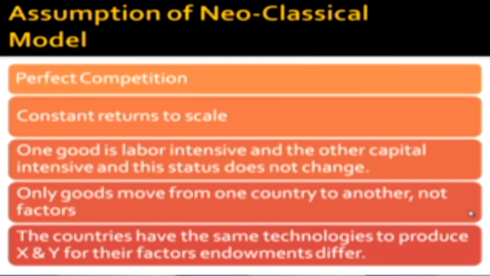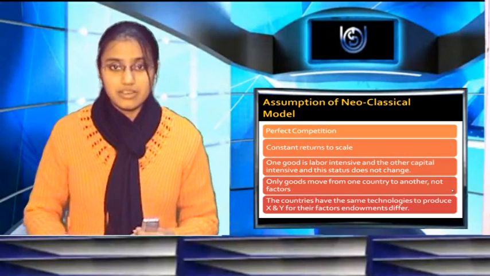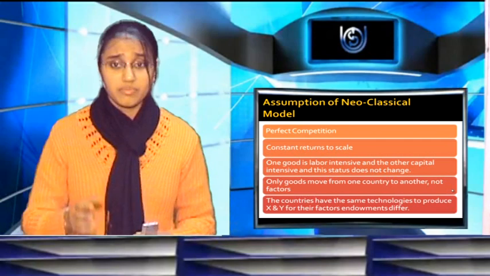Now, what are the various assumptions taken in the neoclassical model? The very first assumption is perfect competition. Yes, there is perfect competition in the neoclassical model. Second is constant returns to scale. That simply states that if the inputs are increased, the output will increase in the same proportion, for example doubling. So there are constant returns to scale.